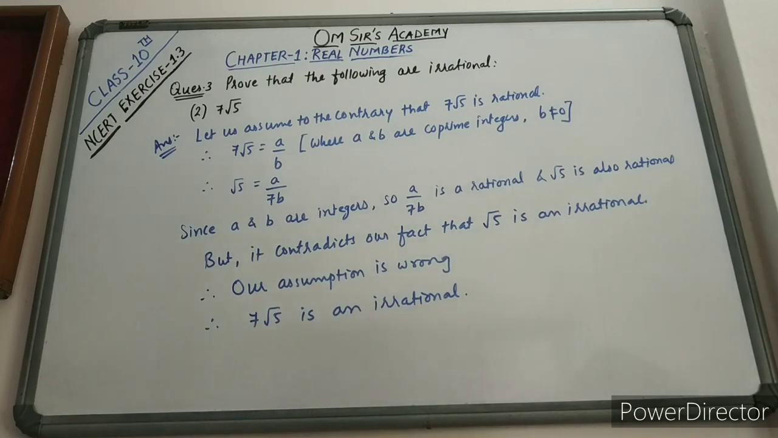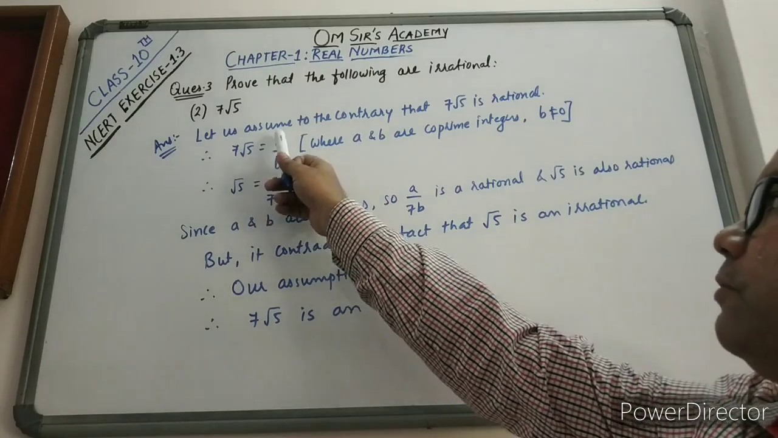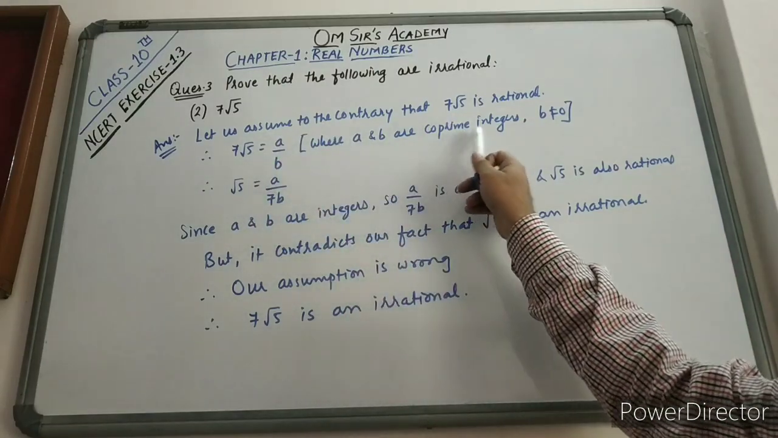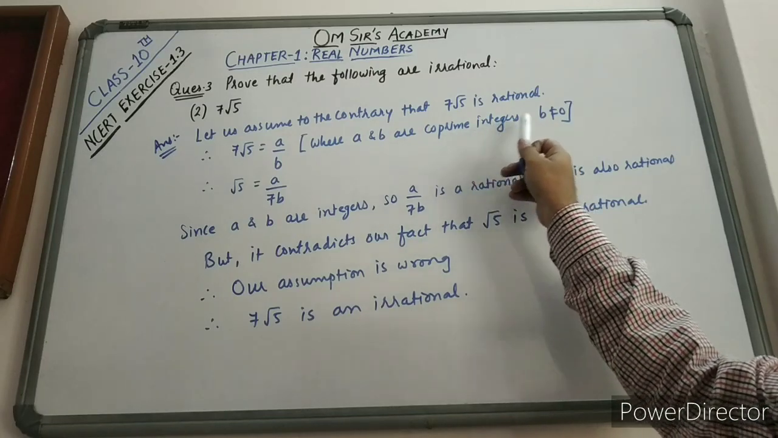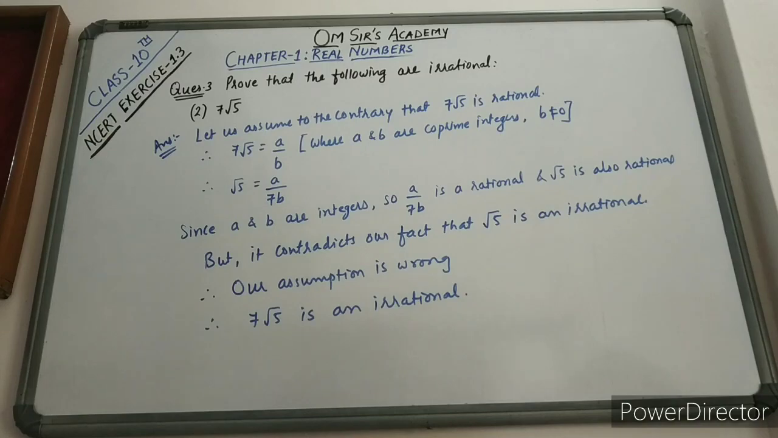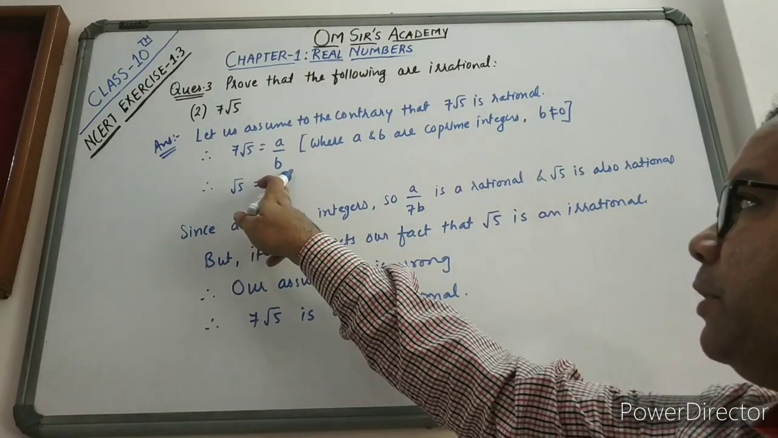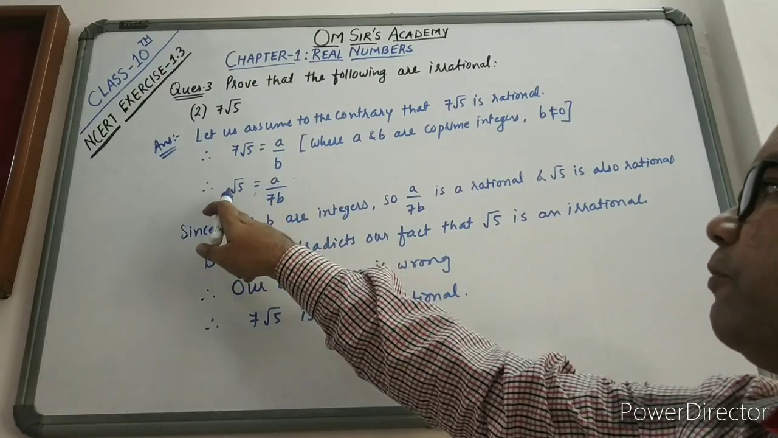What did we do first? We assumed that 7 root 5 is rational. Okay, if it is rational, we wrote that it can be written in A upon B form, where A and B will be co-prime integers. That means they have nothing common other than 1 and B is not equal to 0. Then this 7 which was multiplied, we took to the right side, so it got divided. So A upon 7B equals root 5.